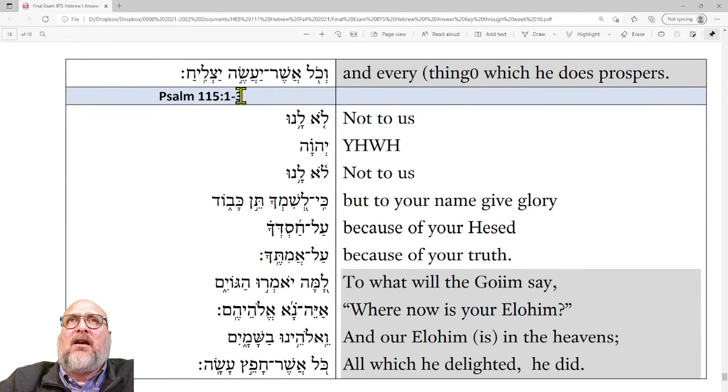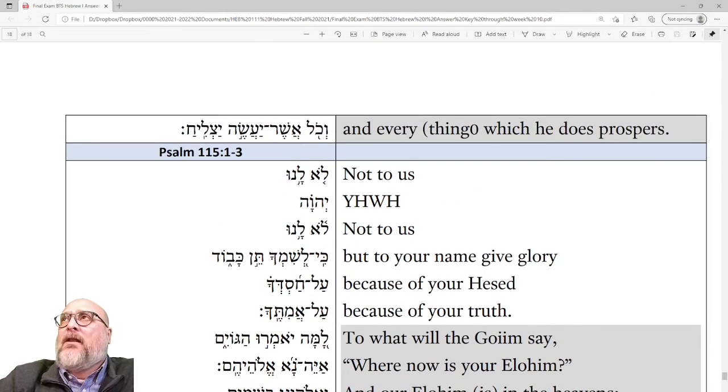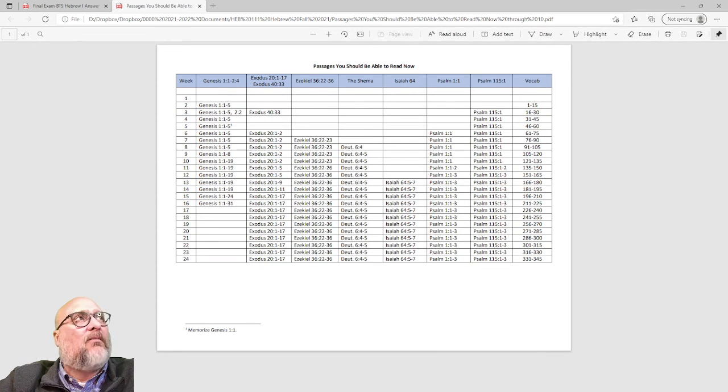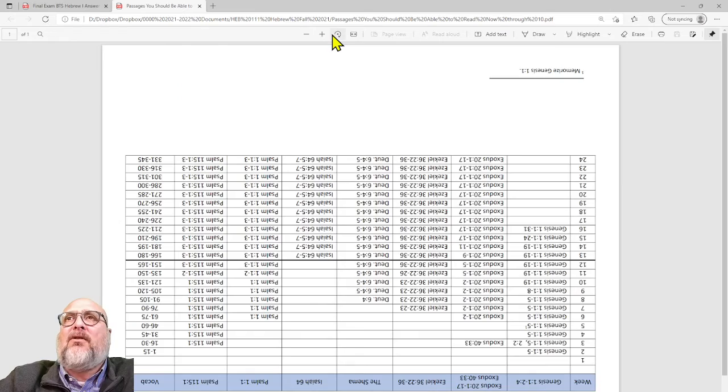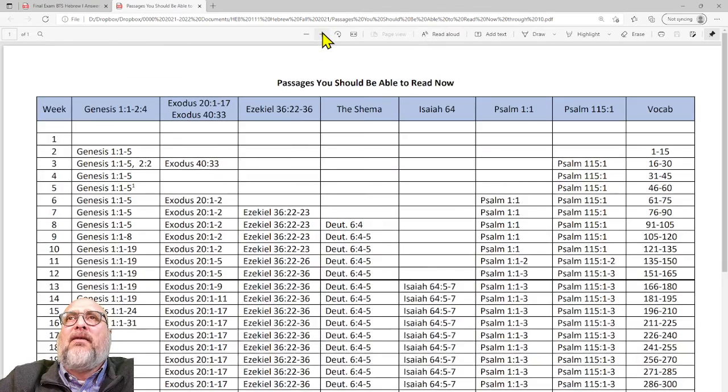And then Psalm 115:1 through 3, and we've done 1 so far. Let me see if I can pull this up. Good. So these are the, oh wow, that's weird. These are the passages that we should have.